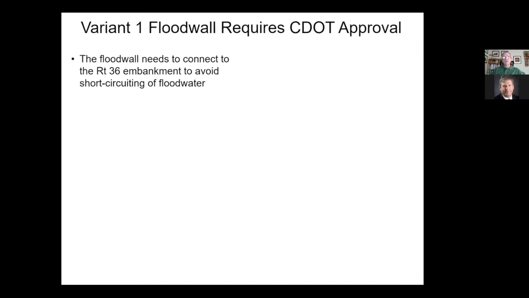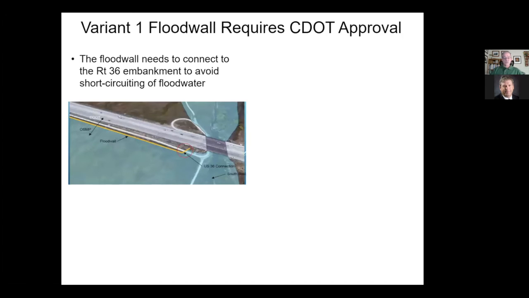But without that gap between those two being filled, water that spills over South Boulder Creek will just flow through the gap, between the flood wall, down gradient or north of the flood wall and south of Route 36, and march along its way as if the flood wall weren't there. So to remediate that, a connecting wall has to be built.